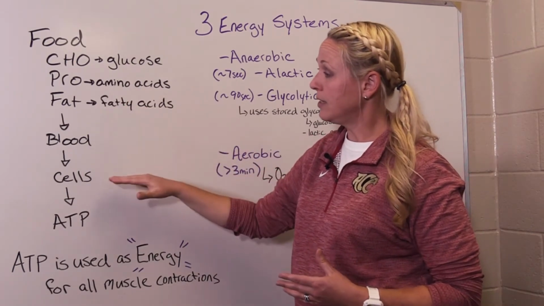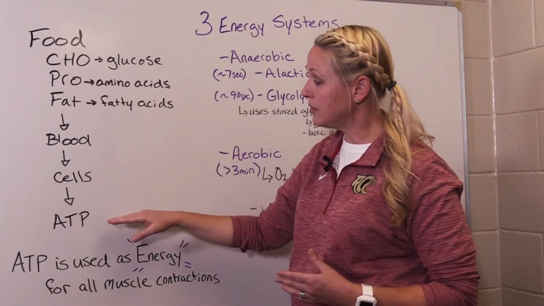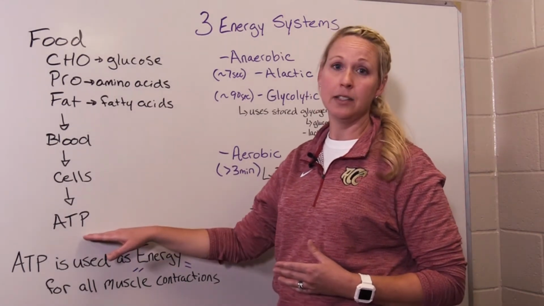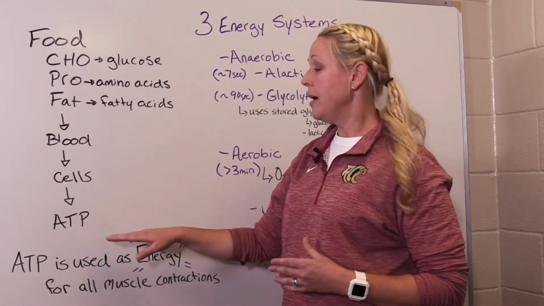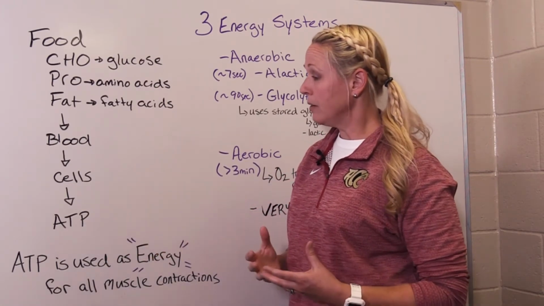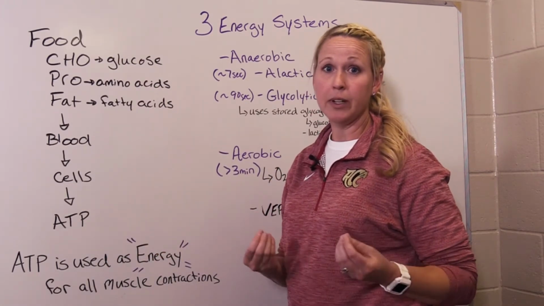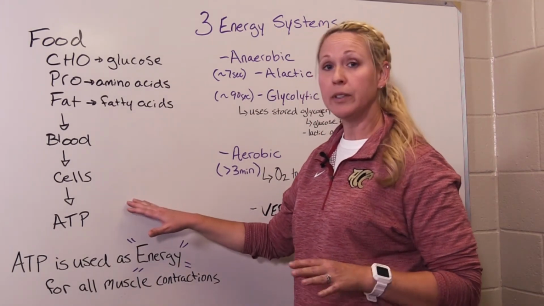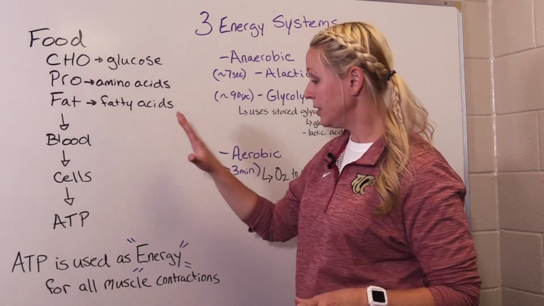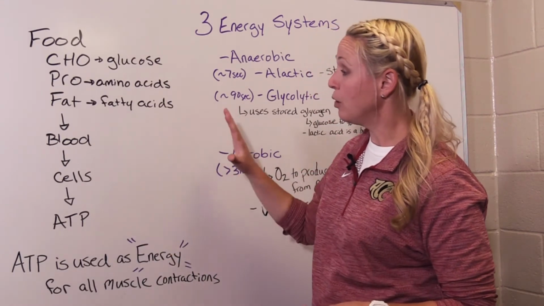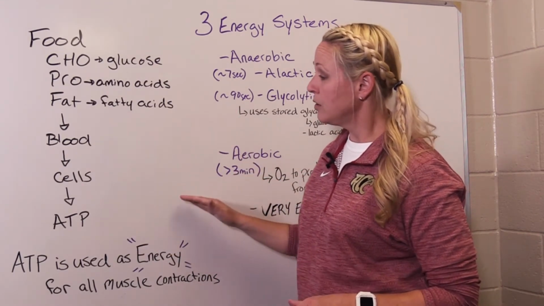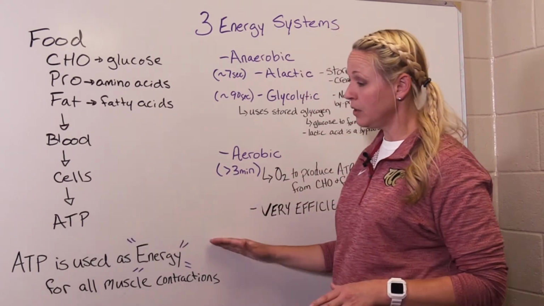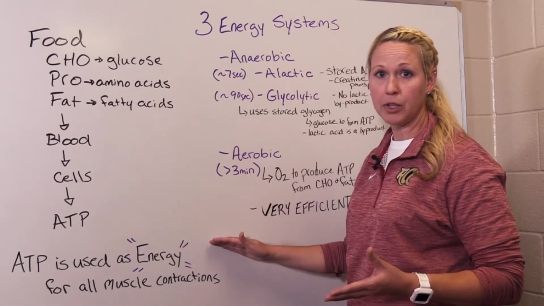So once that food is broken down in our system, it enters our bloodstream. The blood carries it to the necessary cells. In the cells, that's where the ATP is created. ATP stands for adenosine triphosphate, which is a compound comprised of three phosphate molecules. So we're not going to get into the specifics of that. We're just going to talk about the big overview of the energy processes. So once the ATP is generated, it is then used as energy for the muscle contractions.